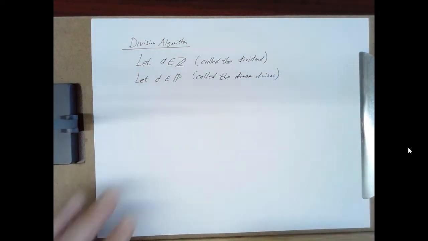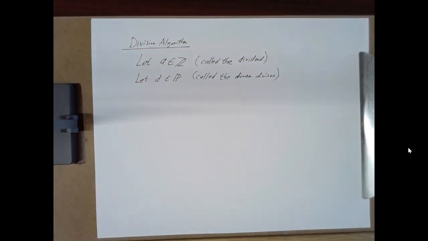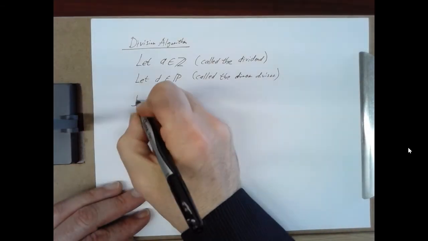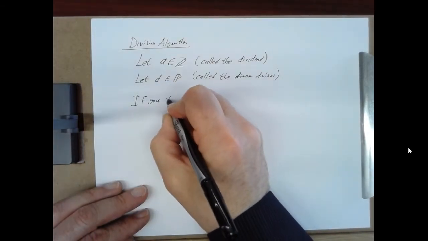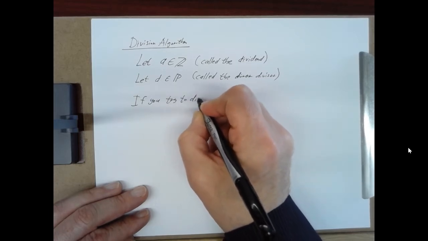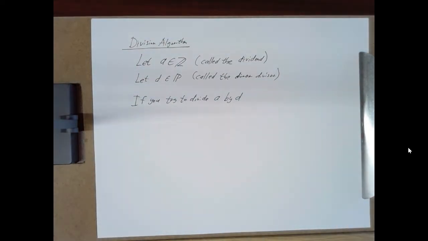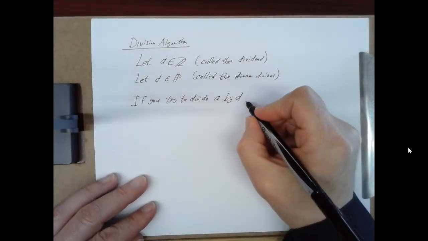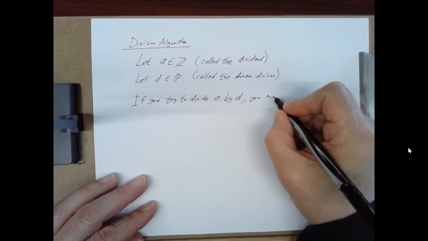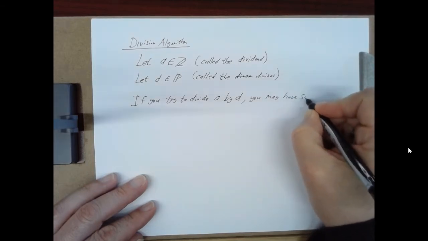So we won't divide by 0, we won't divide by negatives. So D is the divisor, A is the dividend. If you try to divide A by D, it may go in evenly, in which case you get an integer, or it may not go in exactly, in which case you'll have some remainder when you do your division. Right? So if you try to divide A by D, you may have some remainder.